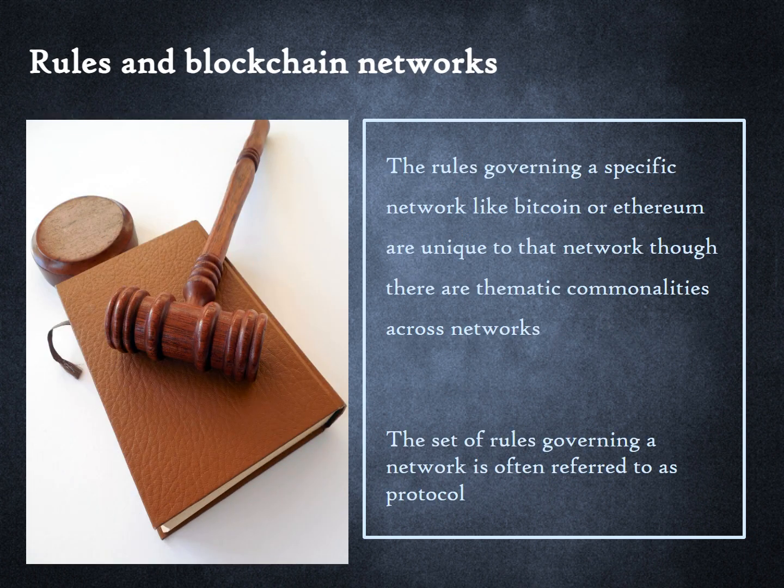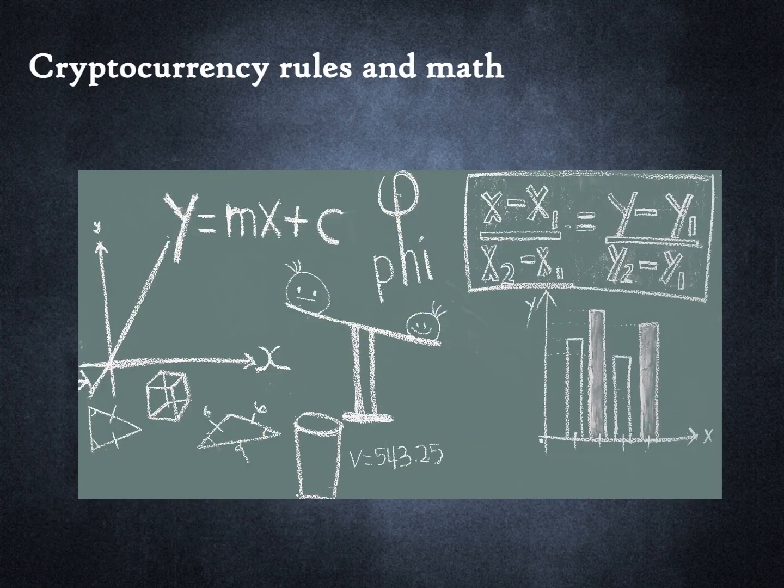The rules governing a specific network like Bitcoin or Ethereum are unique to that network, though there are thematic commonalities across networks. As an analogy, we can think of banks in different countries. While each country has its own regulation, a thematic similarity across all countries would be restrictions preventing banks from making high-risk investments. The set of rules governing a network is often referred to as protocol. For instance, people may say the Bitcoin protocol or the Ethereum protocol. In cryptocurrencies, one reason that the rules can be coded into software programs is that they heavily rely on mathematics.